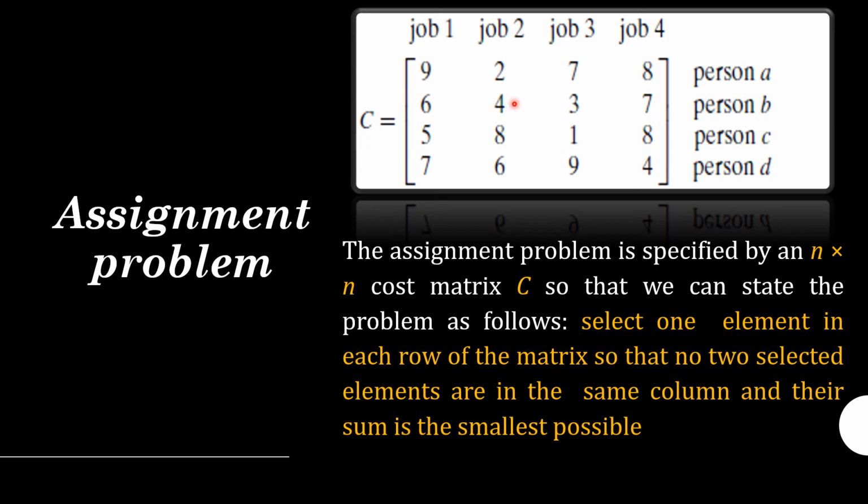Again, if I select 4, it is wrong. You are not supposed to take the value from the same column, right? So that is actually the main constraint. And the sum should be the smallest possible.